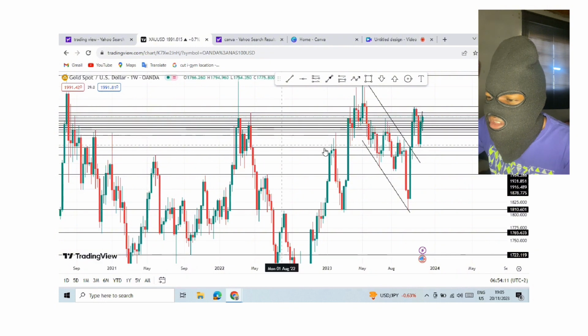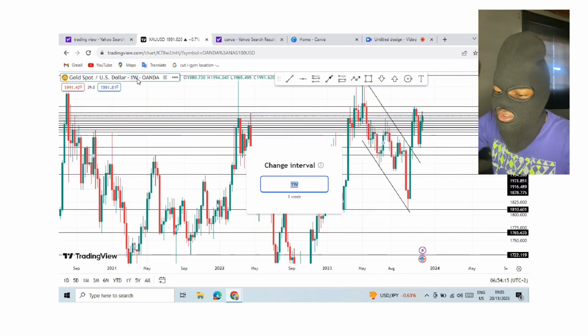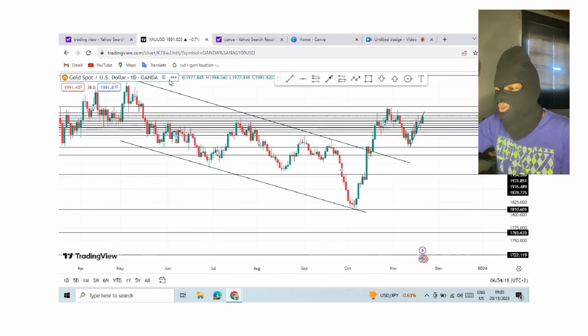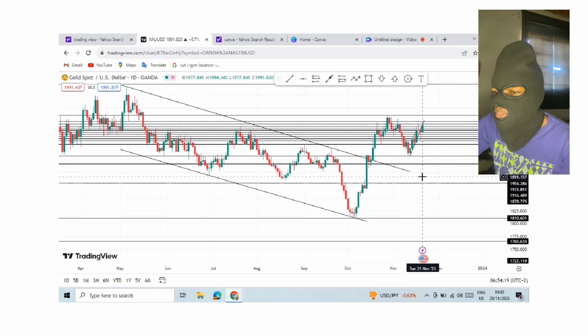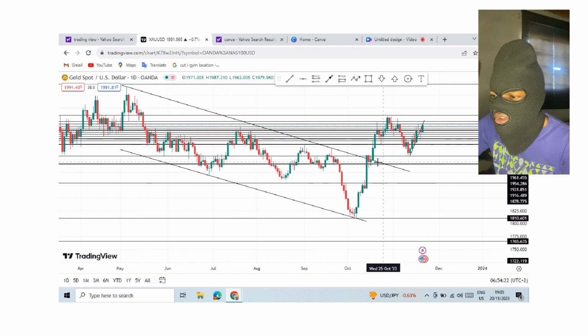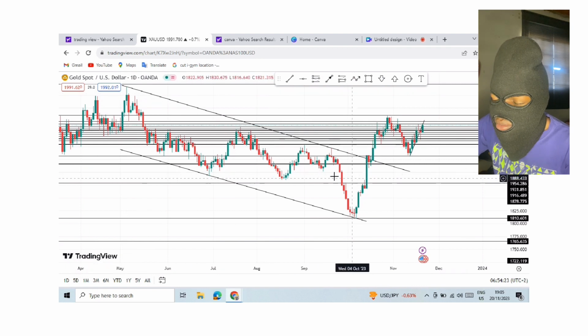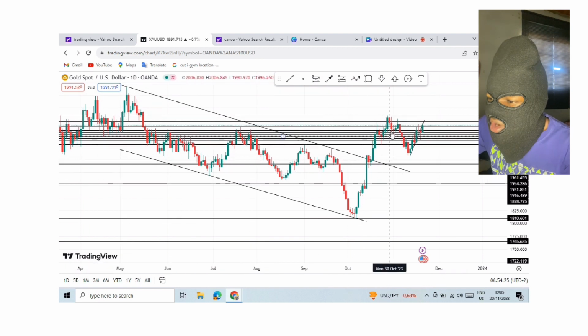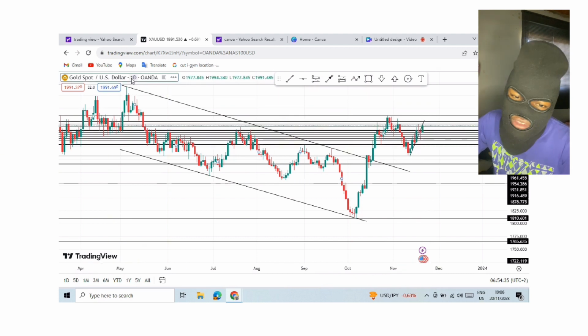So I analyzed and allocated all of my zones on a weekly time frame, then jumped in with a daily. Now you can see, okay, we had this downward movement, this downward momentum, but we broke above it, and then after breaking above it, we had this correction over there, and we broke it, and now we're impulsing to the upside. But I'm going to show you what it is that gold did.